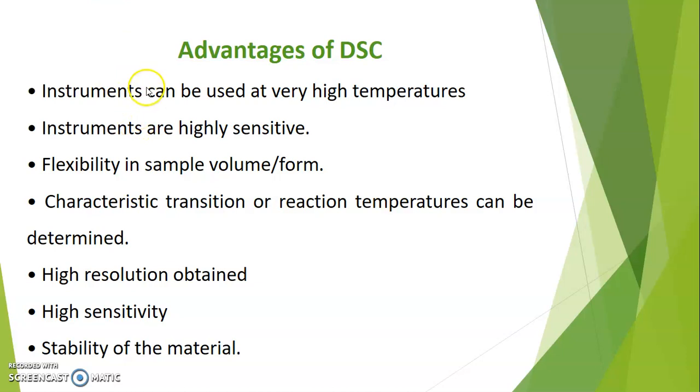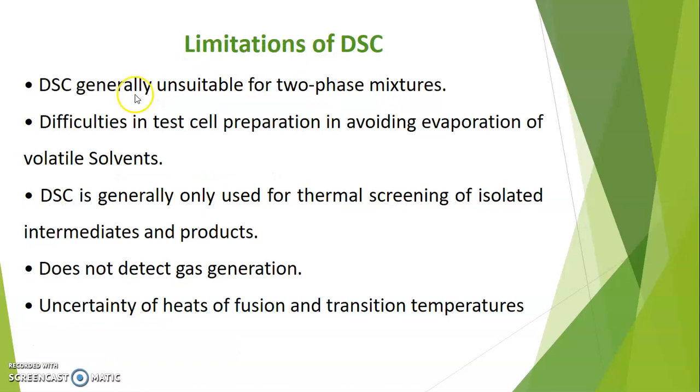Next, what are the advantages of DSC? Instruments can be used at very high temperature. Instruments are highly sensitive. Flexibility in sample volume and form. Characteristic transition or reaction temperatures can be determined. High resolution is obtained. High sensitivity and high stability of the material. So these are some advantages of DSC.